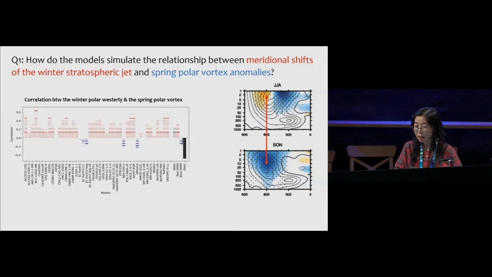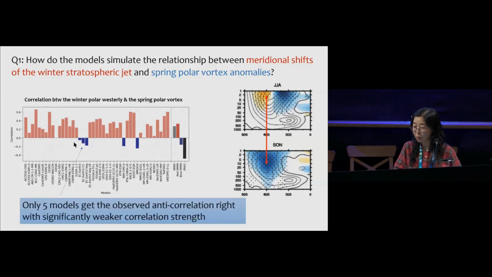In contrast, the majority of the CMIP6 models simulate positive correlations, and only 5 models get the observed anti-correlation right, although these models' anti-correlation strengths are significantly weaker than the observed. For convenience, we will call these 5 skillful models blue models, and the other models red models.